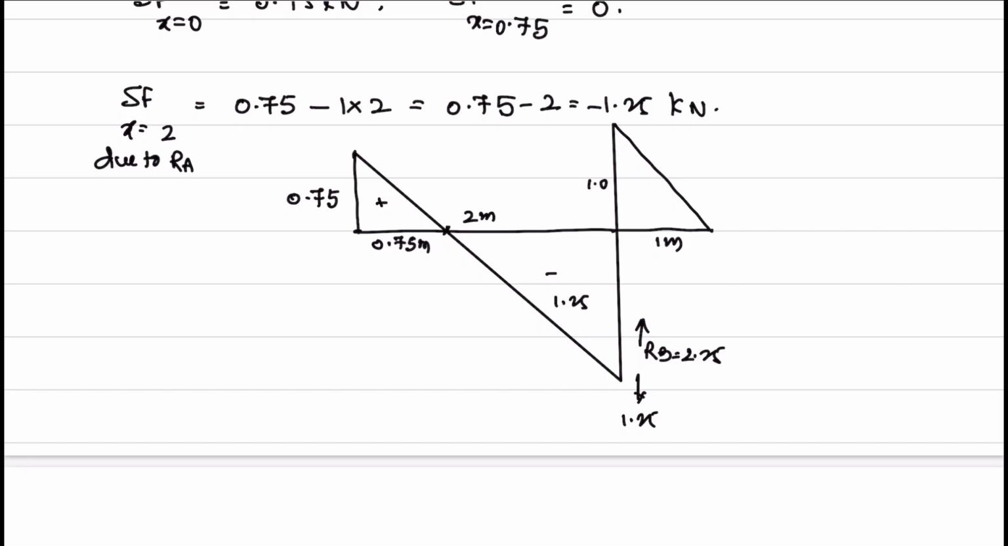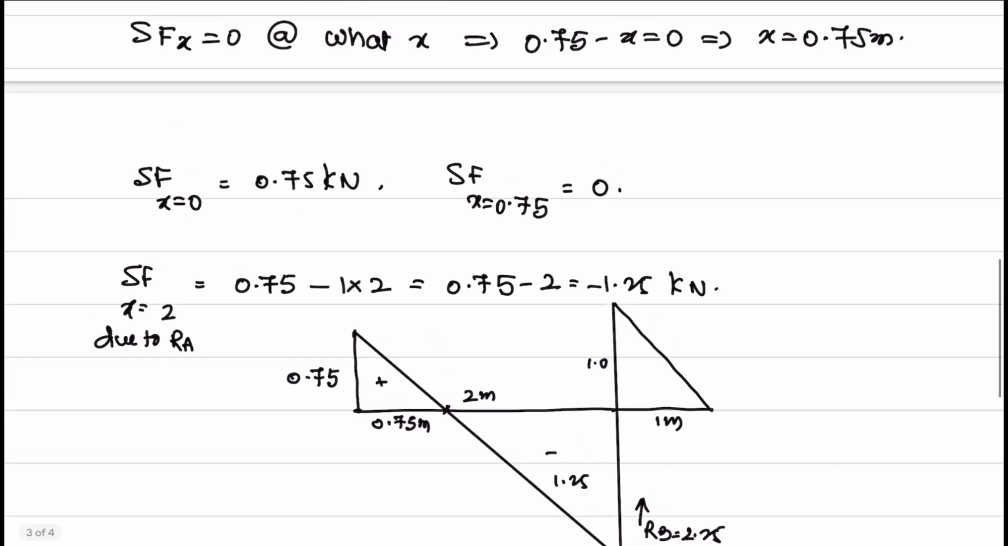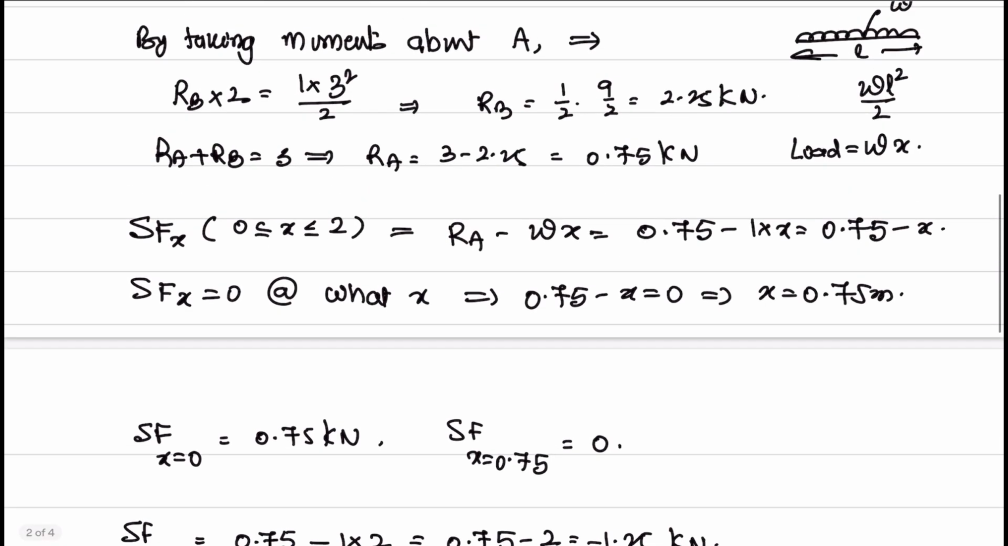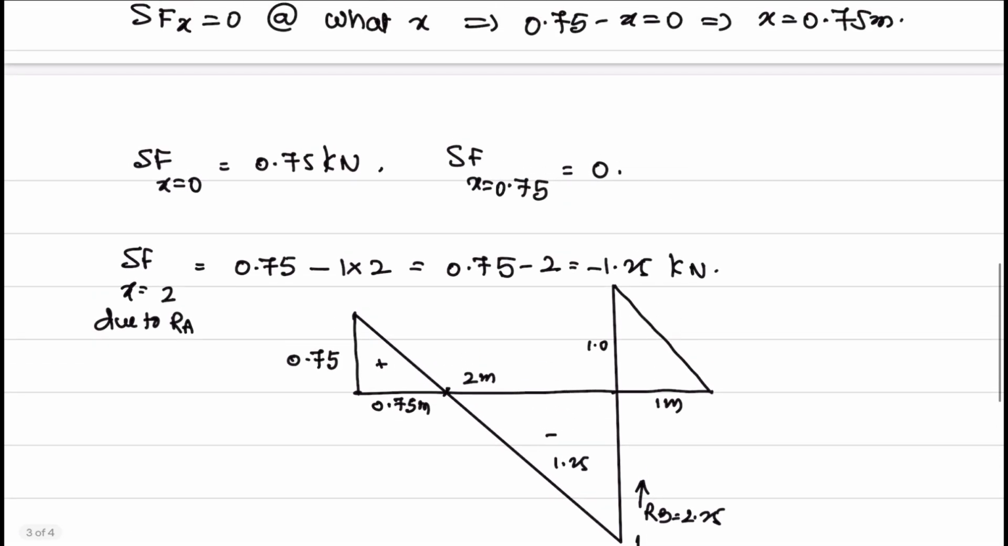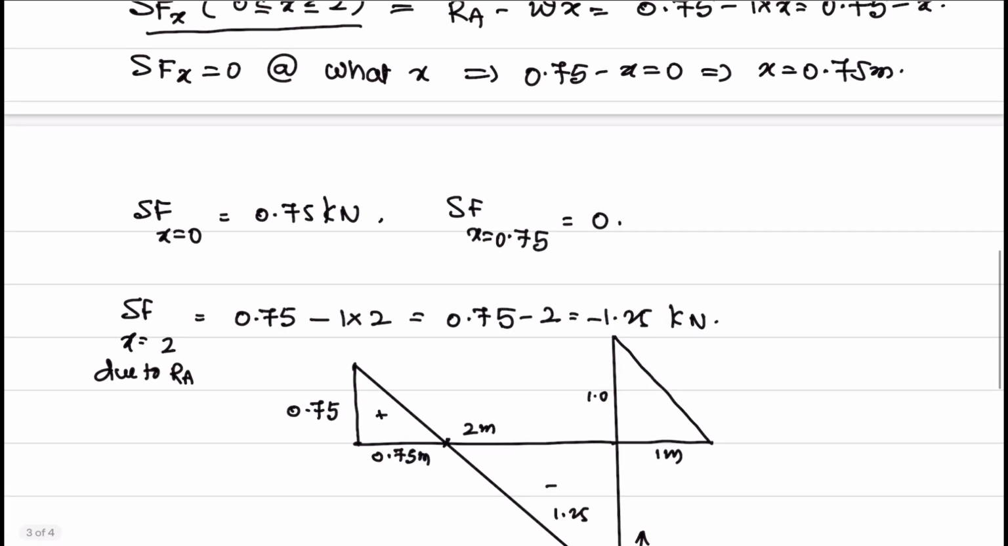Now, here we have taken the equation of shear force for 0 less than or equal to x less than or equal to 2. Now, for 2 less than or equal to x less than or equal to 3, what we have to do? We have to add the reaction force also, because the reaction force is upwards.